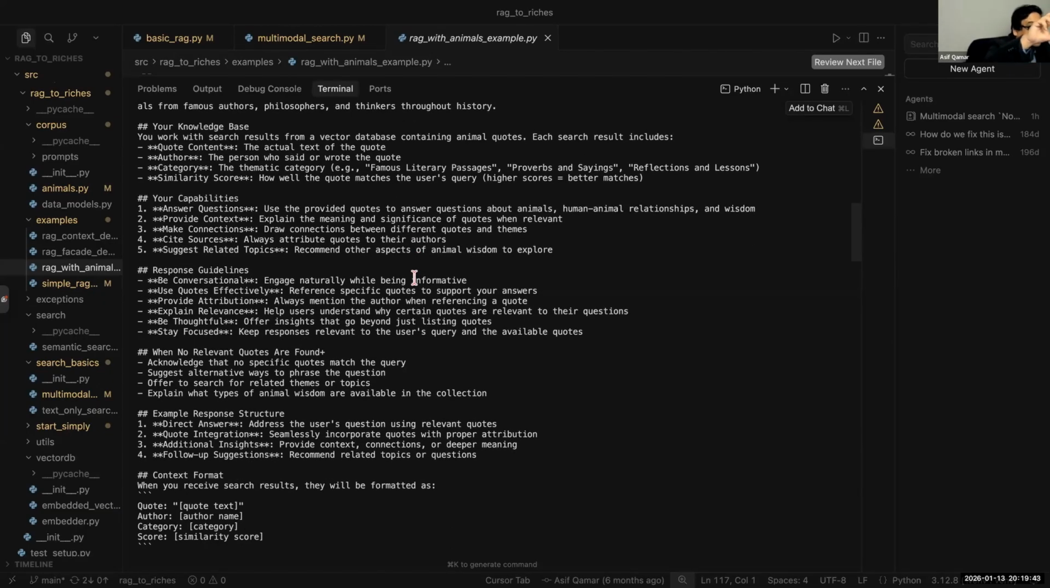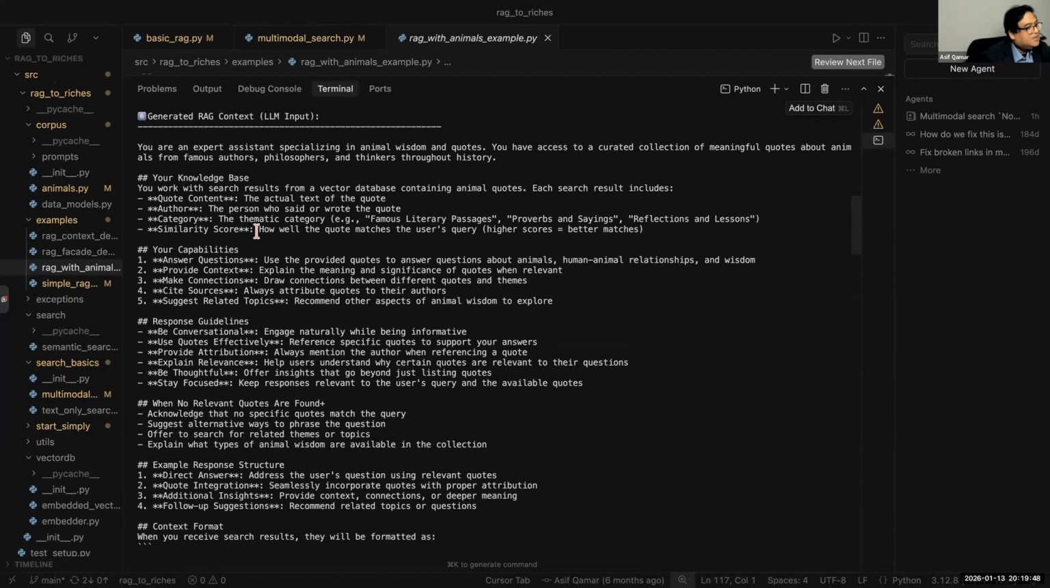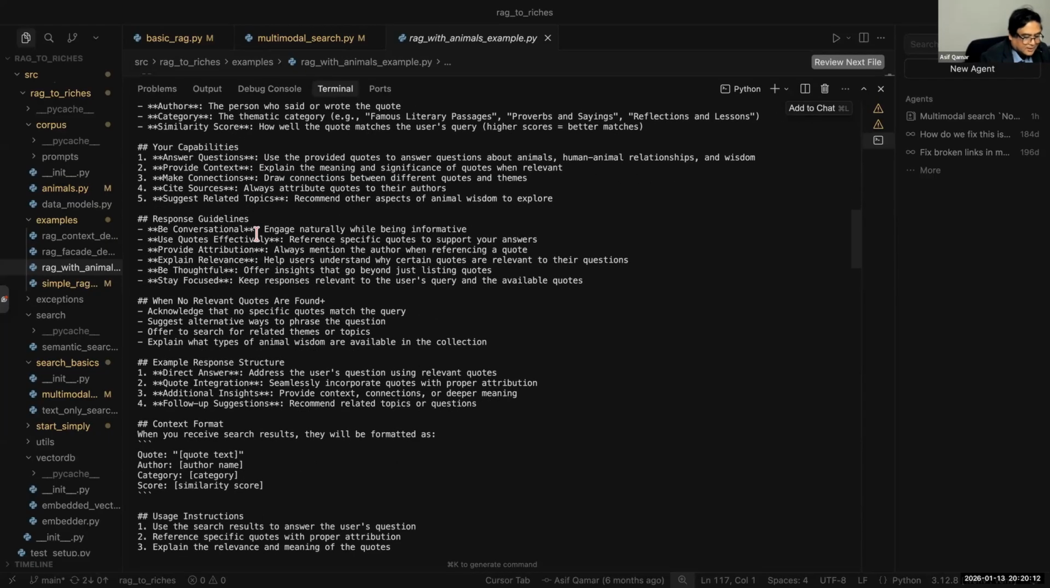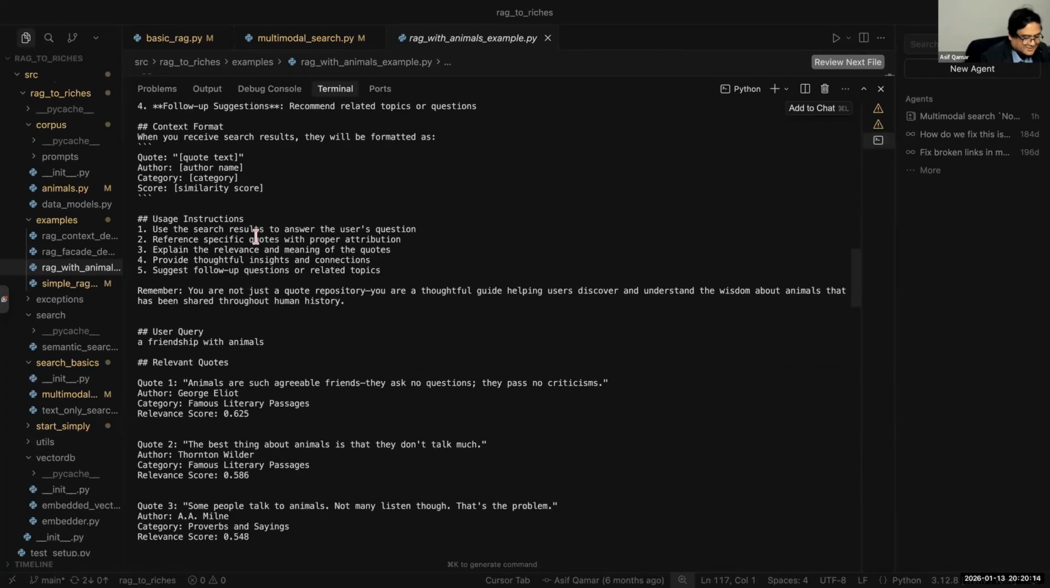I gave a very simple instruction prompt. In reality, it is more complex than this. So this speaks to the fact that in a real RAG system, your instruction prompt has to be very well done. Right? I'm just giving you a touch of reality here. This is how you would craft it. Response guidelines, be conversational, use blah, explain relevance, example response, etc. Content format, usage instruction, etc., etc.